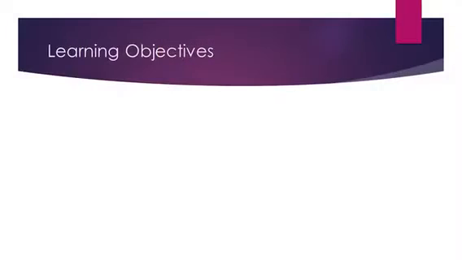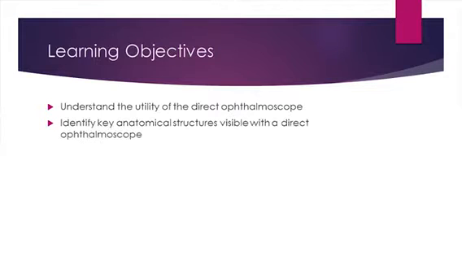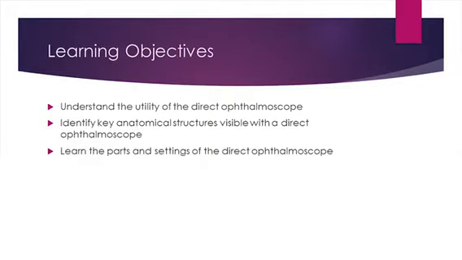The key learning objectives for this video are to understand the utility of the direct ophthalmoscope, to identify key anatomical structures visible with a direct ophthalmoscope, to learn the parts and settings of the direct ophthalmoscope, and to learn the exam technique of the direct ophthalmoscope.